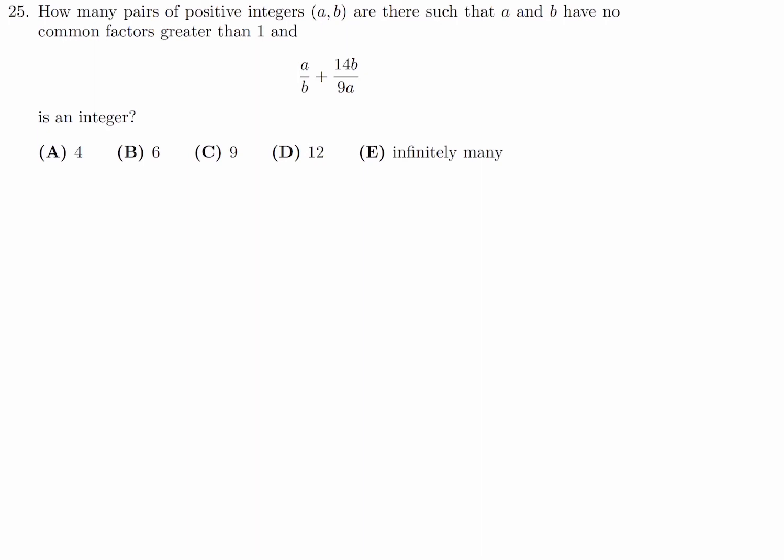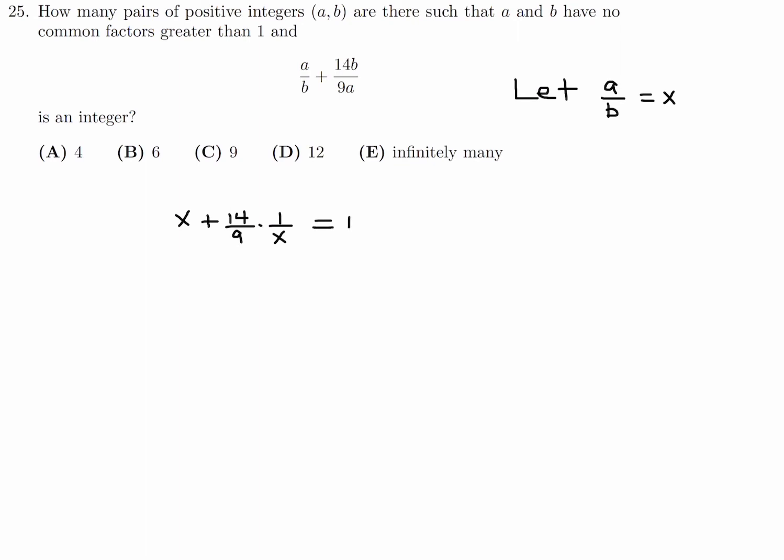How many pairs of positive integers A, B are there such that A and B have no common factors greater than 1, and A over B plus 14B over 9A is an integer? The first thing I would like to do is let A over B equal X, and that will help us solve this problem. So that makes this equal to the following: X plus 14 over 9 times 1 over X.